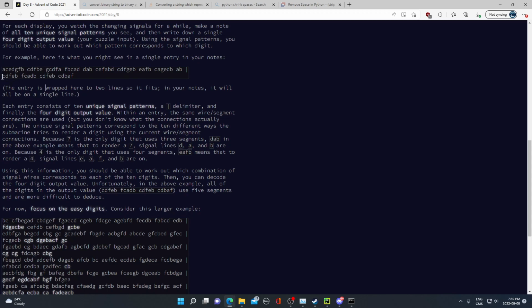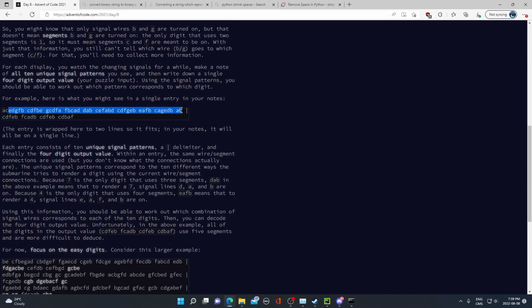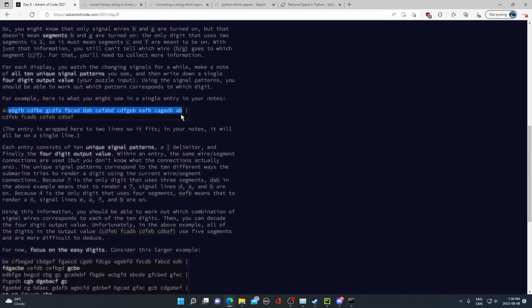Okay, unique signal patterns are digits. This is just a random configuration of segments, which is just an output value. Okay, it doesn't have to be a number. Okay, gotcha. These are all numbers. Okay. I don't understand how this is a coding problem though. This is just something you figure out like a math logic puzzle.